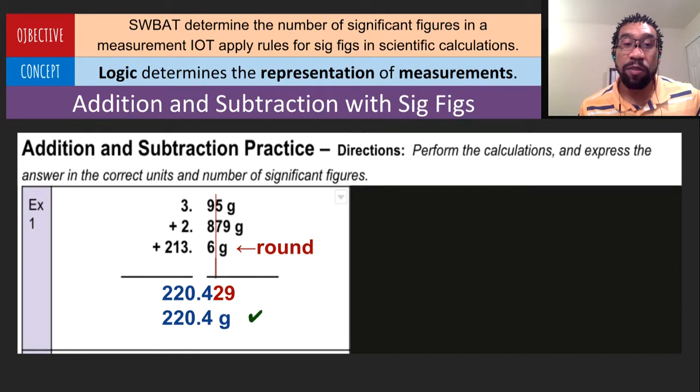When you do that, we can identify that the tenth place, the first place after the decimal, is where we're going to round. So when we get the final answer, we can only round to that 1 decimal place. We have 0.42, and the 2 rounds down. Therefore, we are left with 220.4 grams. All right, cha-ching. And that's your final answer.